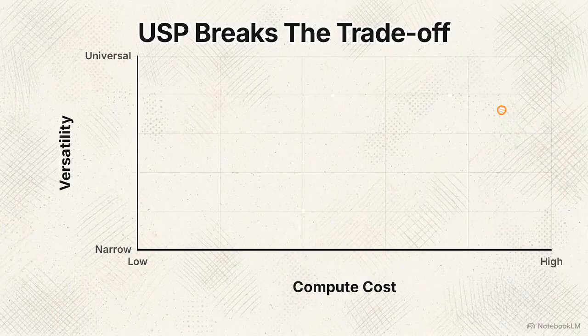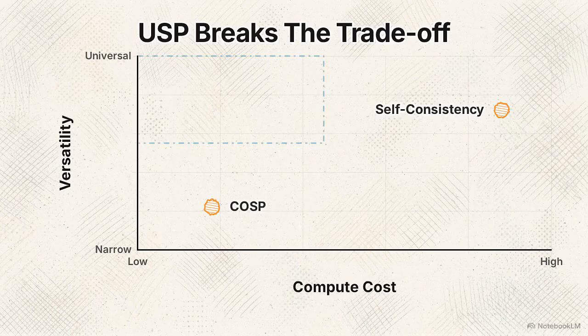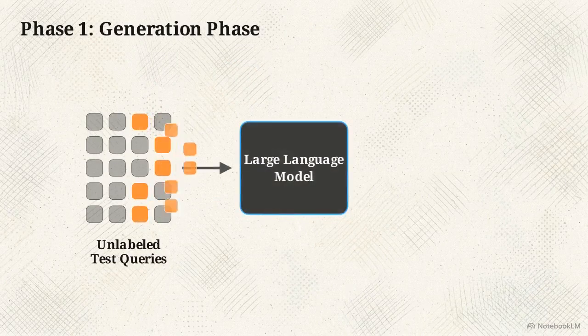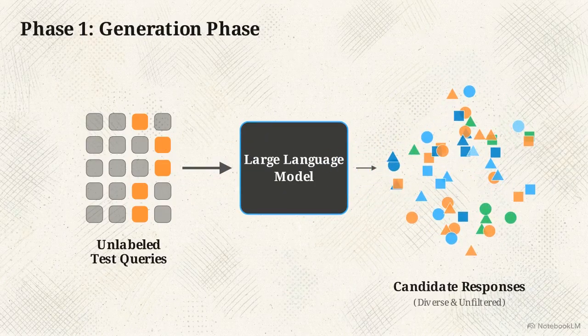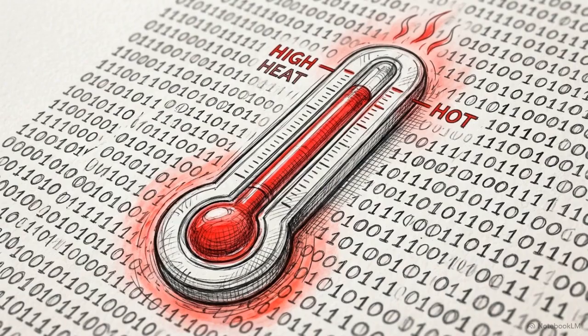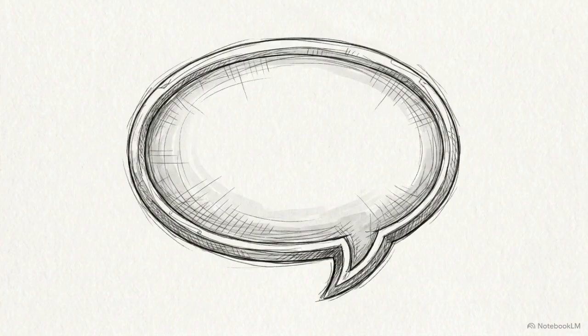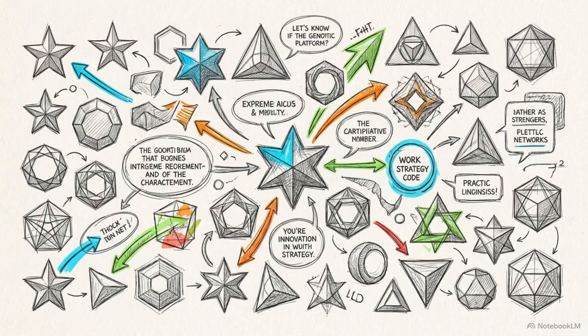Self-consistency requires generating multiple responses and aggregating them for every query, which makes it prohibitively expensive in terms of computational resources. COSP is more efficient, but it is highly task-specific, often failing to operate outside of narrow reasoning queries. These limitations forced engineers to choose between high compute costs or narrow use cases, creating the need for a more versatile, universal approach. The USP algorithm pipeline begins with raw, unlabeled test queries.